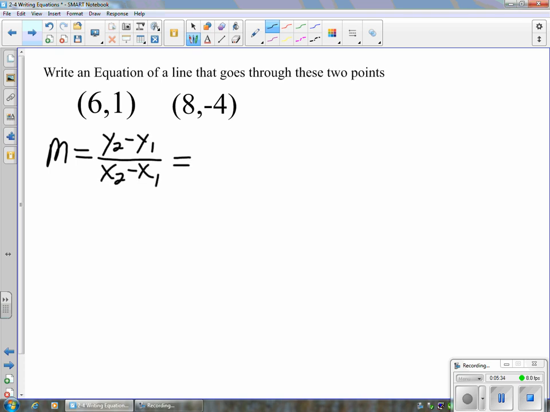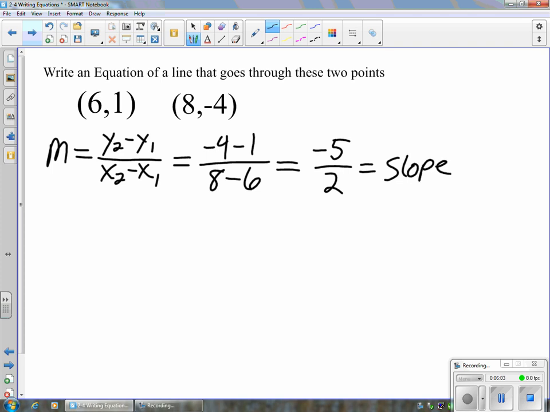Okay, so what does that translate to be? Our y of our second point is a minus 4, minus our y of our first point was a 1, over our x of our second point was 8, minus x of our first point was 6. And now let's simplify. Minus 4 minus 1 is a minus 5, over 8 minus 6 is a 2. So now I can say, hey, this is my slope. I have my slope now. Once I have my slope, I can use either of those two methods to write an equation.